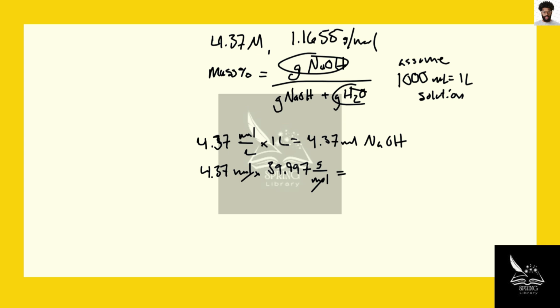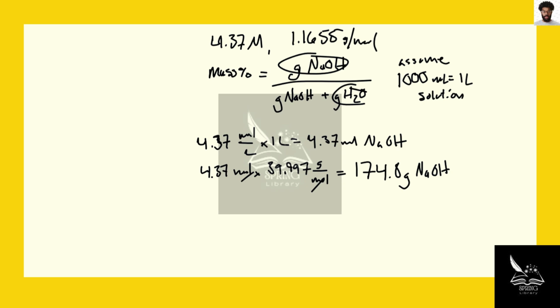39.997 times 4.37. Calculator. And I get 174.8 grams of sodium hydroxide. Okay, finally, I just need to figure out how many grams of water that I have.